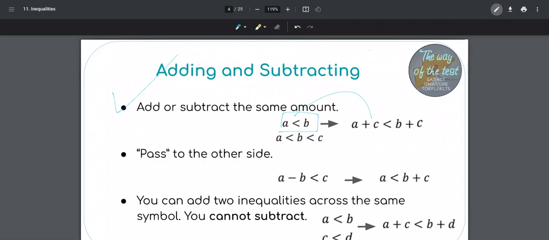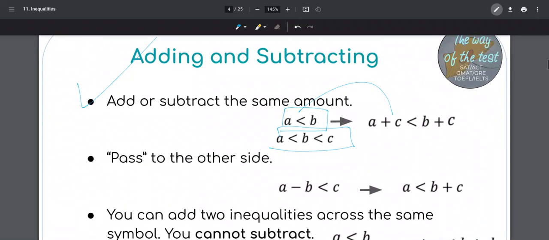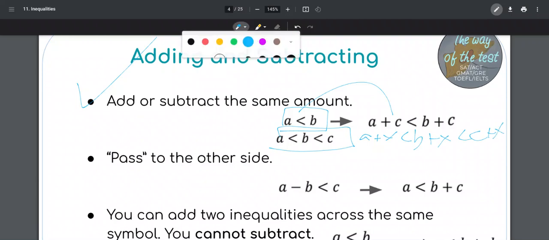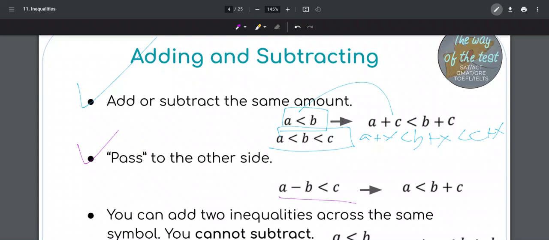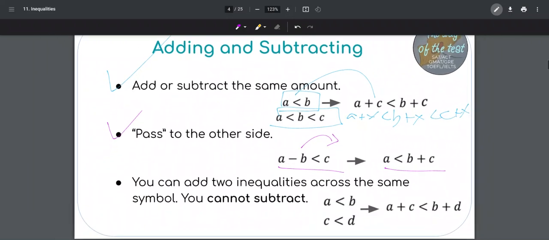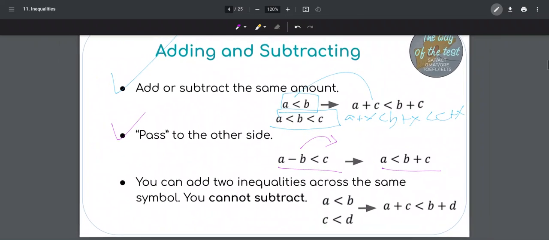And when I have a linear system of inequalities, I can also add or subtract across the system. So in this case, a plus x will be less than b plus x will be less than c plus x. Nothing changes. I can also pass to the other side. When I have a minus b is less than c, I can pass the b to the other side, and this reads as a is less than b plus c. Again, adding and subtracting, I can totally pass to the other side.